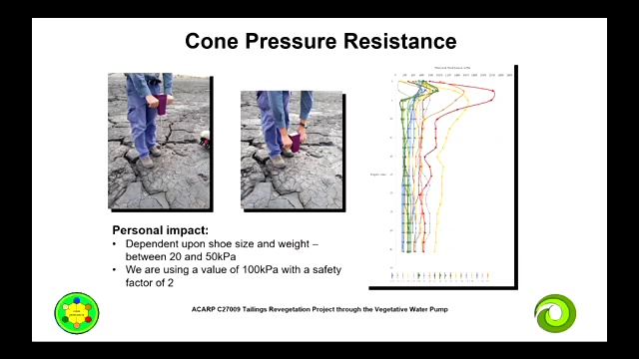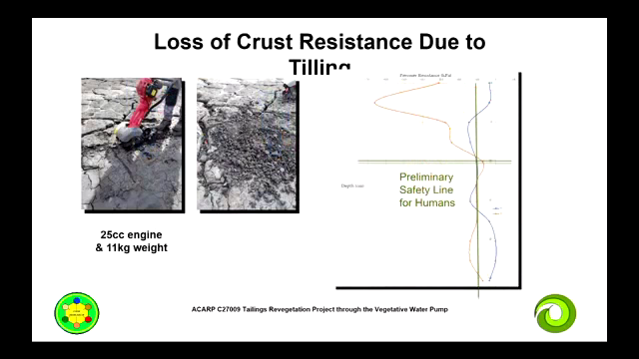So this graph basically shows depth and kilopascals, so pressure resistance, along the top. And you can see here that the first 5 centimetres down to about 10 centimetres is where the crust is really hardest, and then very rapidly you get a loss of resistance and you get quite soft materials underneath.